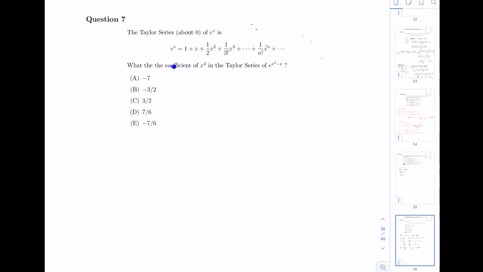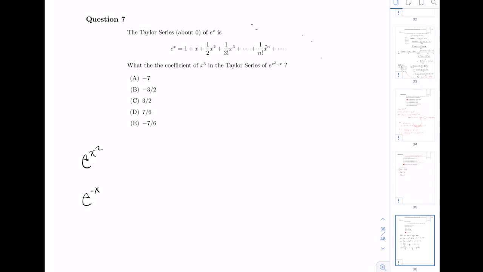Well, we are being asked for the coefficient of x cubed in the Taylor series of e to the x squared minus x. I know some persons are tempted to differentiate this function, but if we try to differentiate this function 3 times, it's going to get messy. So what we want to do here is make a note of the Taylor series for e to the x squared and e to the minus x.